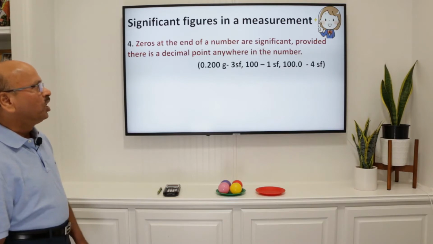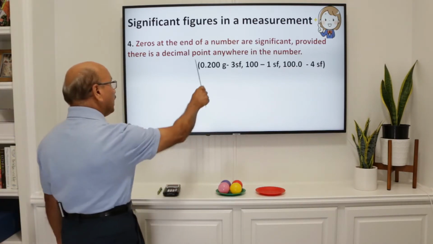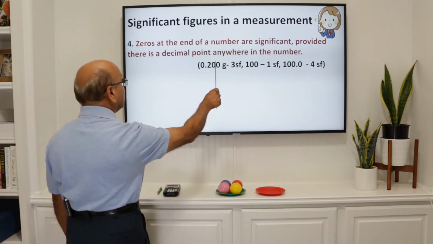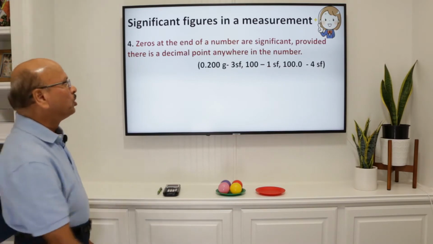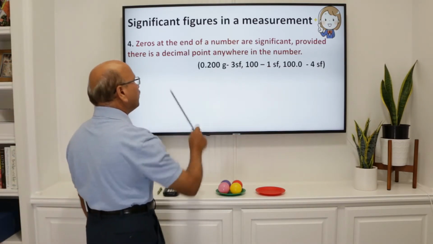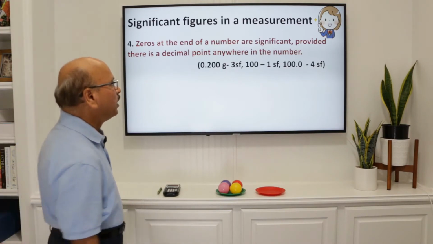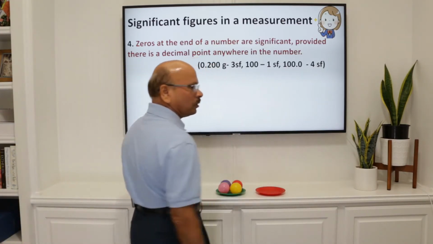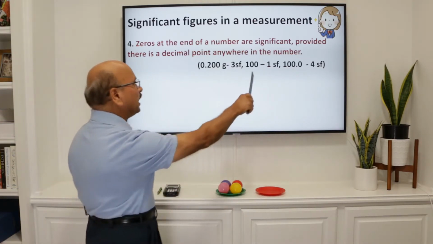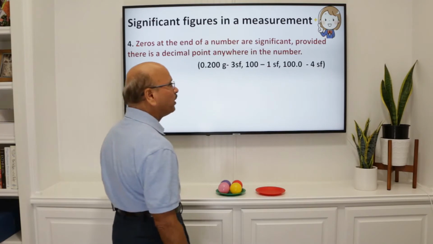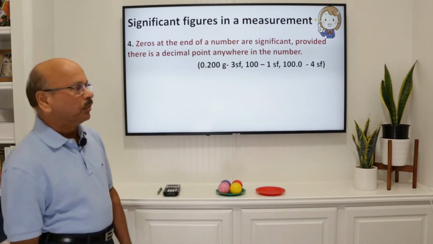For example, if you have 0.200, that has 2 ending zeros, but there is a decimal point clearly shown in the measurement. So this has 3 significant figures. In addition to the 2, we have 2 zeros which are significant. A 100.0, again the number has a decimal point shown. So the ending zeros qualify as significant figures. So in total we have 4 significant figures in that particular measurement.